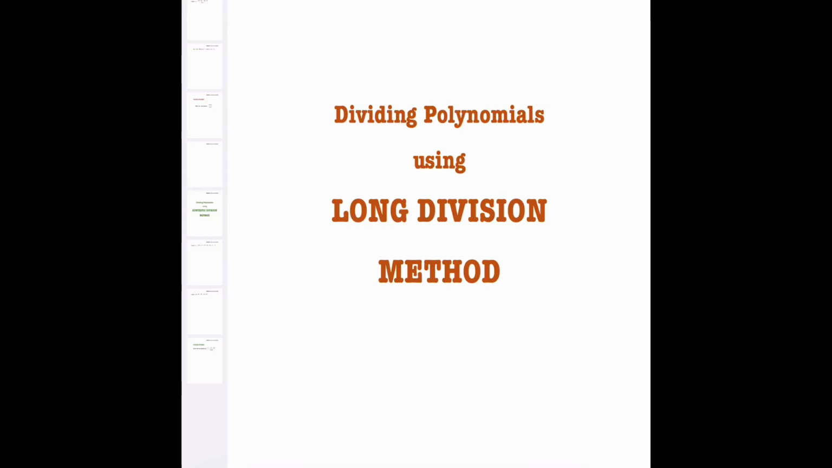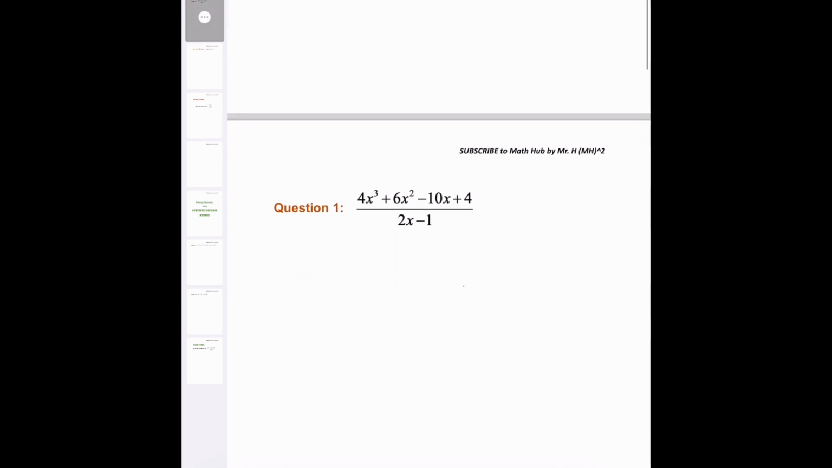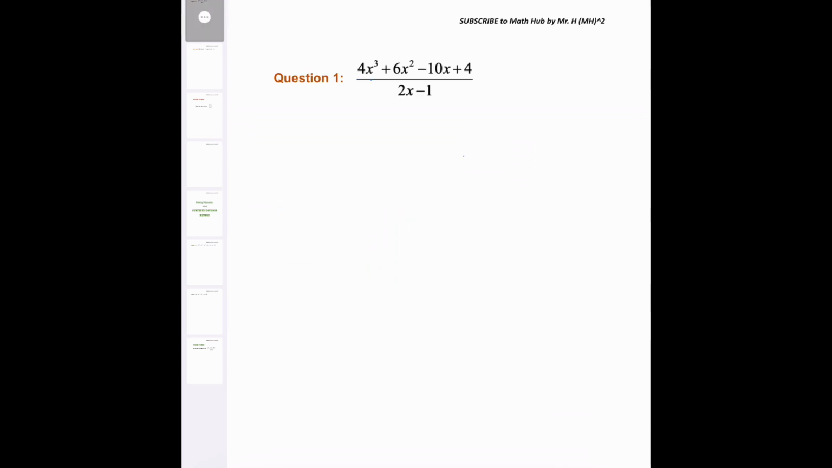This is Mr. H. In this video, we will be exploring the long division method as one of the methods in dividing polynomials. Let's take a look at the first example. Divide 4x cubed plus 6x squared minus 10x plus 4 by 2x minus 1. We will have p of x equals d of x times q of x plus r of x.